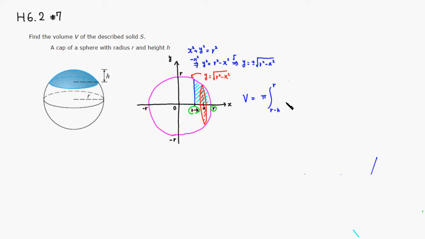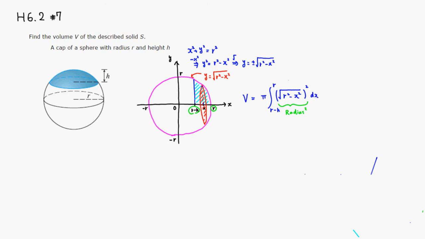Then we just have to have the radius squared, and the radius is determined by, so it's from here to there, so it's just the square root of r squared minus x squared. Then you just have to square that, with respect to x.